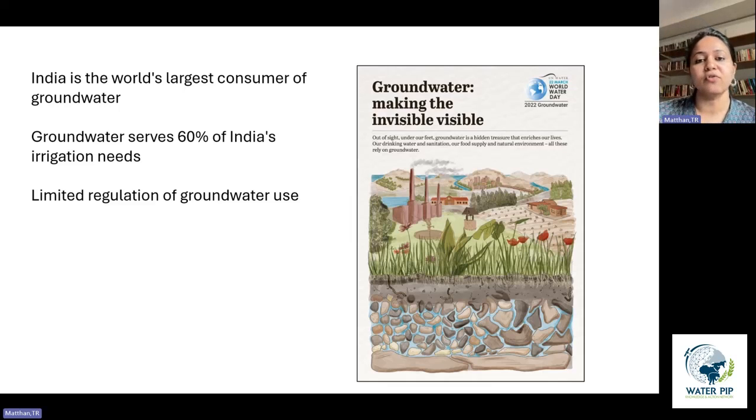So today's presentation focuses primarily on groundwater, and it builds on many of the points that have been made in earlier presentations. But groundwater is very significant for various reasons. India is the world's largest consumer of groundwater, and groundwater is absolutely significant to India's irrigation. It offers 60 to 70% of India's irrigation needs. But despite this huge significance of groundwater, there's limited regulation of groundwater use in terms of laws and policies regulating how it's used and by whom.